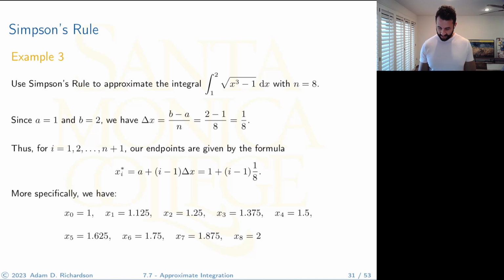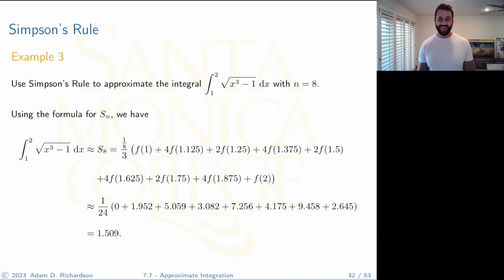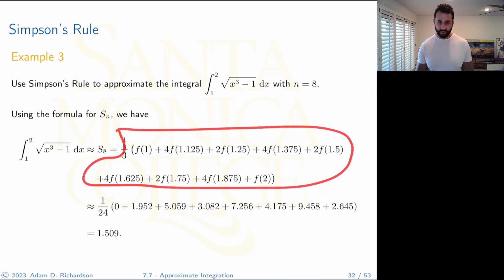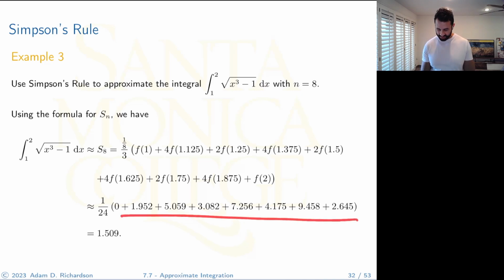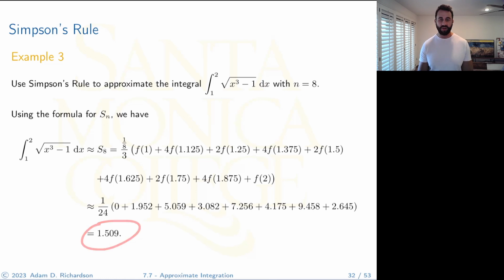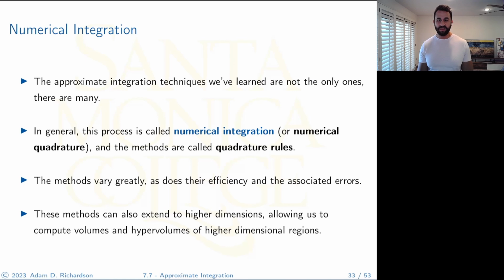All right, here we go. So using the formula for S sub n, we get this approximation. Here's the formula, right? Oh, no, here's the end. Whew, this is a long formula. There we go. That is what we have to add up. When you approximate those using a calculator or a computer, you'll get these approximations, and then when you add all those up, you get 1.509. There we go.